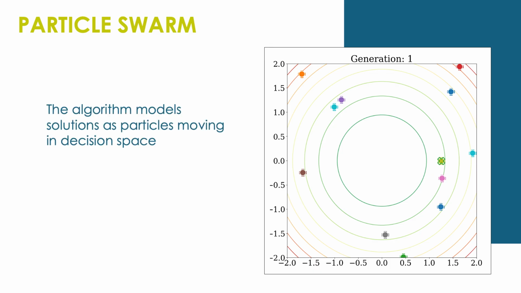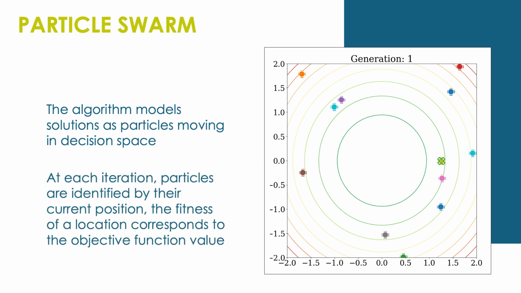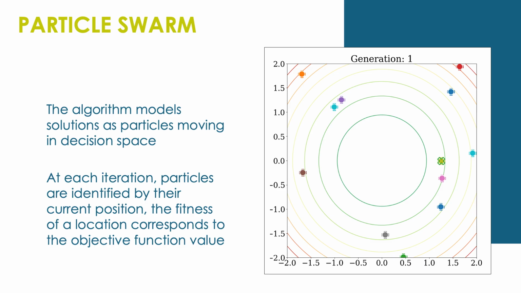The algorithm models solutions as particles moving in the decision space. At each iteration, particles are identified by the current position. As usual, the fitness of a location corresponds to the objective function value. In the figure, each particle is a dot with its own distinct color. Particles retain the memory of the best position they have visited during the iterations. In the figure, this is identified by a cross marker of the same color as the related particle. At the first iteration, it necessarily overlaps with the current position.